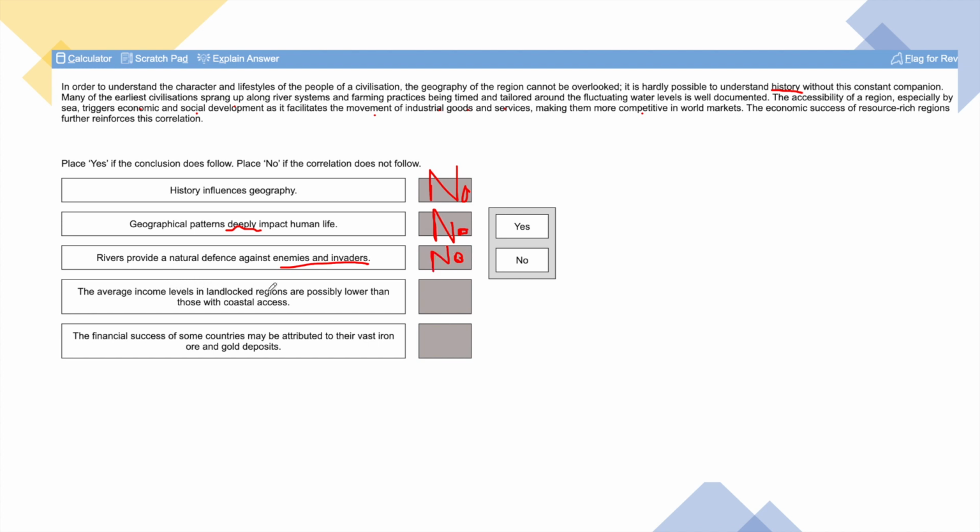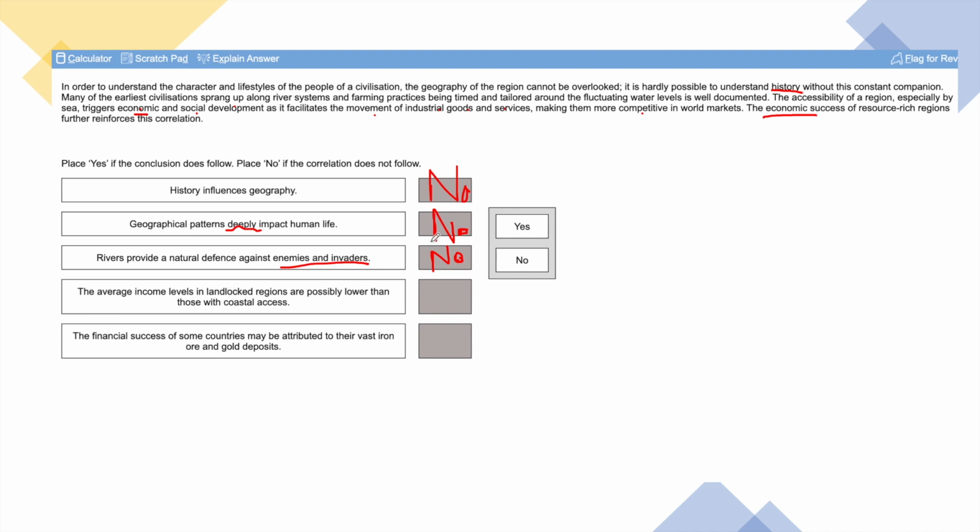The average income levels in landlocked regions are possibly lower than those of coastal areas. So, money. Nope. Okay, money here. Economic, that's not what they're talking about. Economic here. Again, so let's read this bit. So the first bit is triggers economic and social development. That's not really comparing anything. Let's look at this one. Economic success of resource-rich regions further reinforces this correlation.